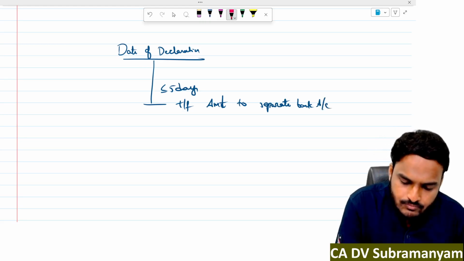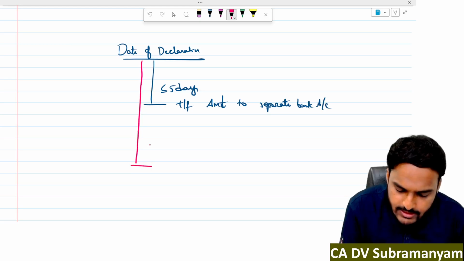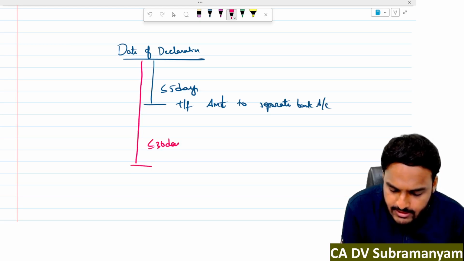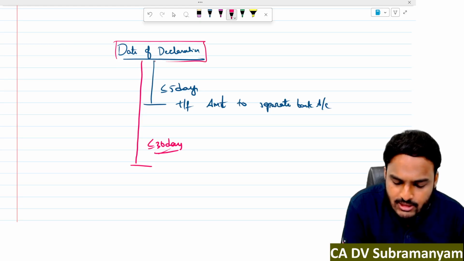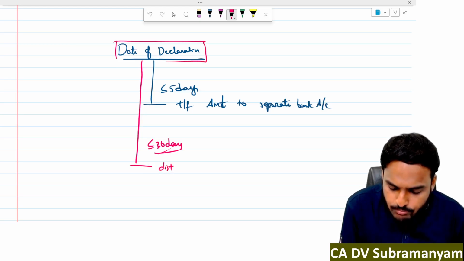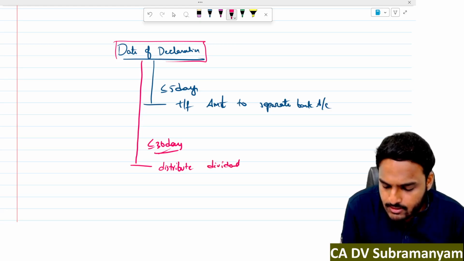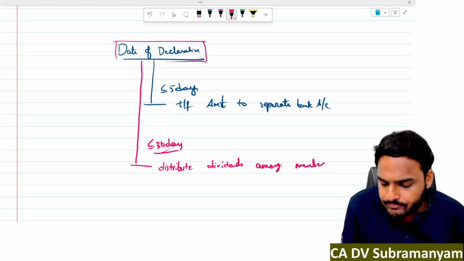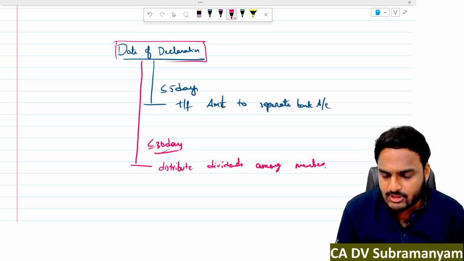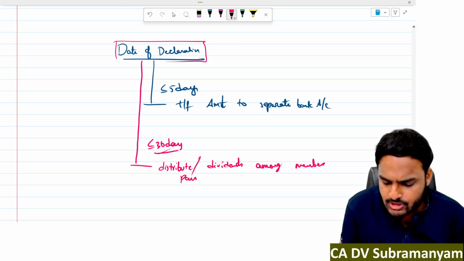Next, within 30 days of date of declaration, distribute dividends among members of the company. Distribute or payment, whatever it may be, distribute or payment.